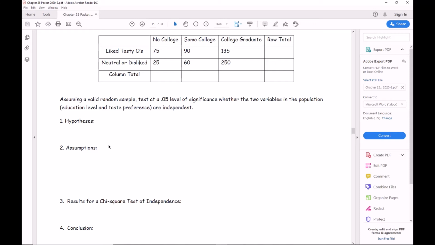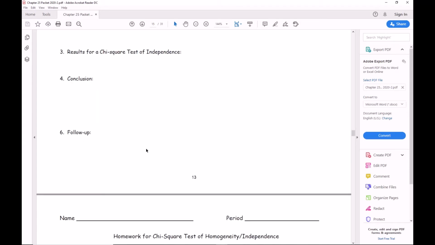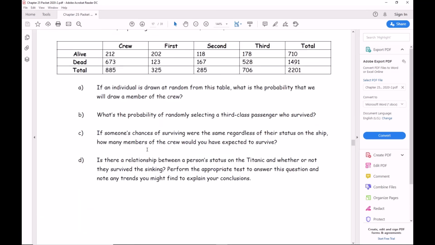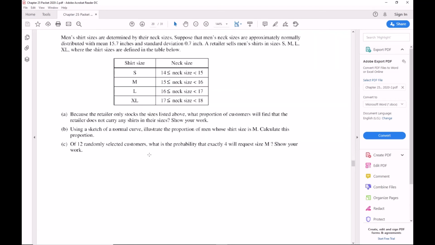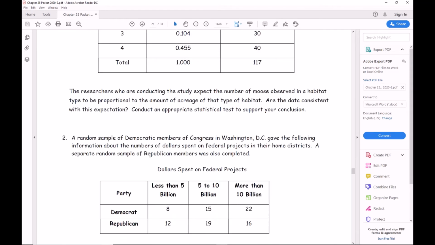Remember, HO is no difference, no change. In this case, that they're not related, which means they're independent. So don't say HO is that they're dependent, because that's actually getting the whole thing backwards, right? So look over those. And we had homework over the same, and we moved from there to this.